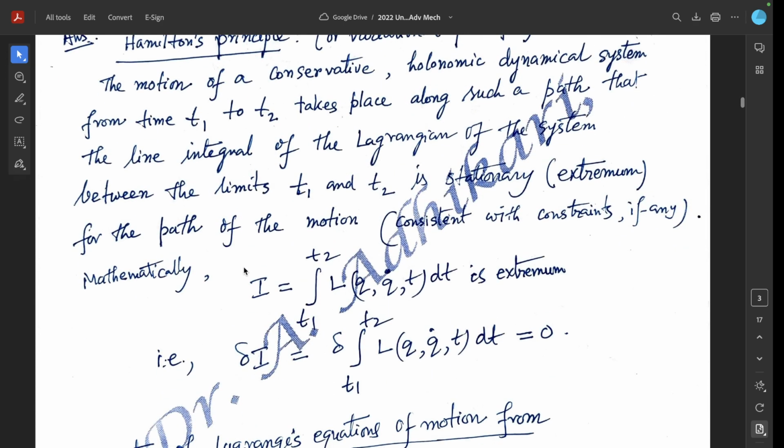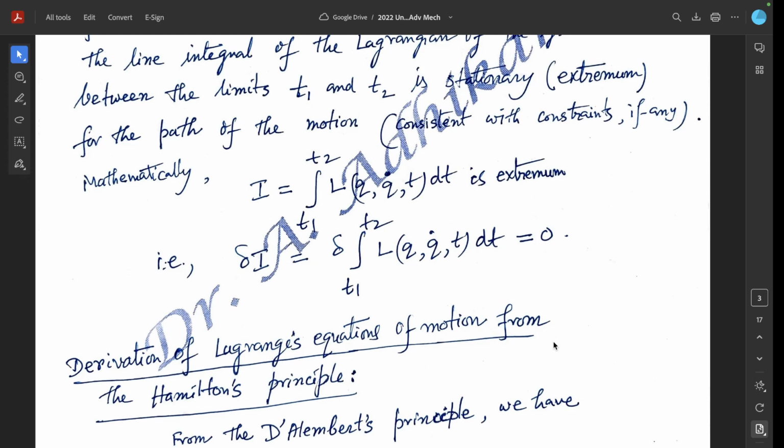Mathematically, the action integral I is equal to the integration from t1 to t2 of the Lagrangian, a function of q, q dot, t, dt. This action integral is an extremum, that is, the variation of the action integral, delta I, equal to delta of the integration from t1 to t2 of L dt, is equal to 0.